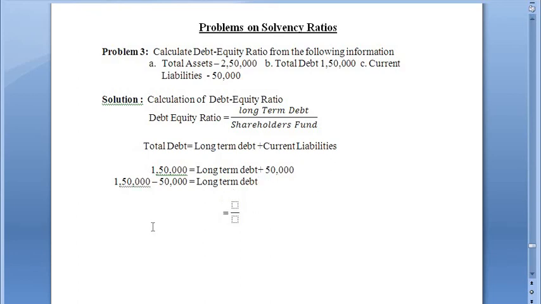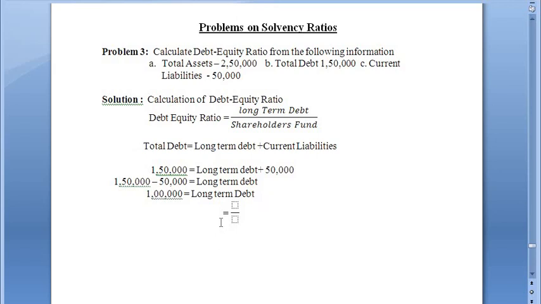Now see here, 1,50,000 minus 50,000 is equal to how much? 1 lakh, which is nothing but long-term debt. I hope you understood the calculation of long-term debt. Now put the values into the formula.